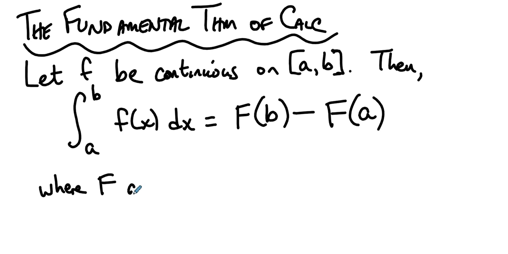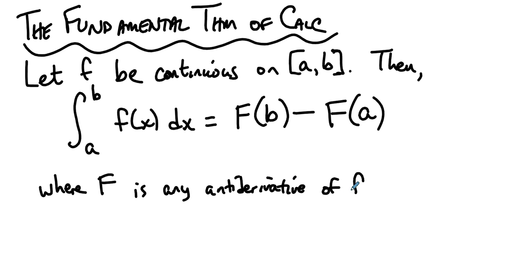Where capital F is any antiderivative of little f. That's the idea. We find some antiderivative of the little f, we evaluate at the right endpoint, we evaluate at the left endpoint, and subtract those answers.